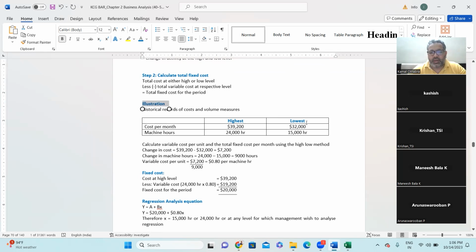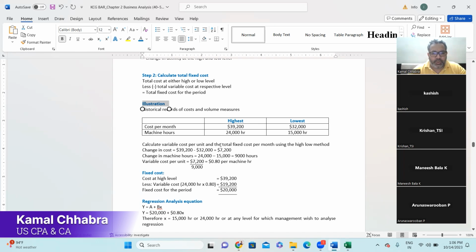So what does the illustration say? Your highest level and lowest level. Cost per month is $39,200 at the highest and $32,000 at the lowest. And the machine hours used are 24,000 hours and 15,000 hours. So what are they saying? Calculate variable cost per unit and total fixed cost per month using the high-low level method.